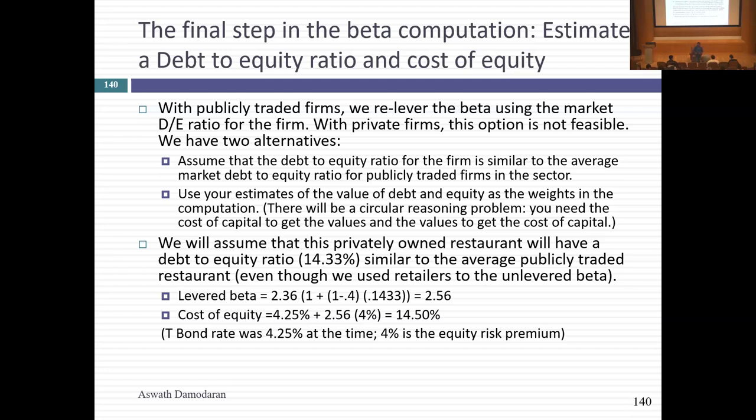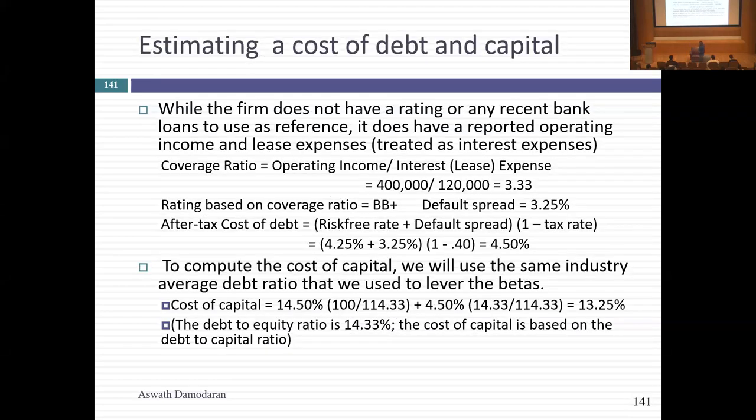So two choices with debt to equity. You can either use the industry average, which is what I've done here, or you can go with the debt to equity that came from your own estimated value of equity. I'm almost there. I have a cost of equity. I need a cost of debt. And here I'm going to follow a much more conventional route. With public companies which did not have a bond rating, remember how I computed the cost of debt? I computed an interest coverage ratio. I went to a lookup table. I came up with a rating and a cost of debt. I can do that with private companies as well. And here I compute an interest coverage ratio based on the lease expenses.